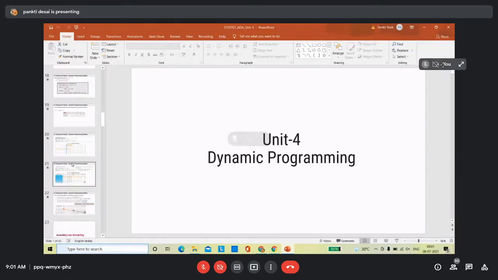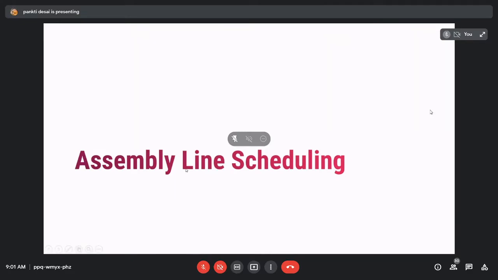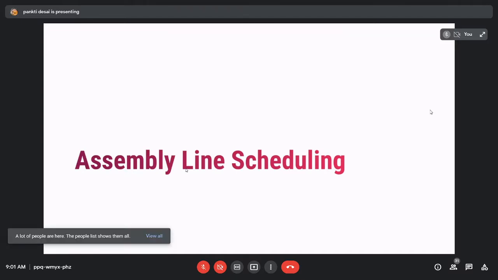So the problem is assembly line scheduling. This problem is basically for manufacturing factories. Consider one example: suppose in an automobile factory, automobiles are produced using an assembly line. So suppose there is one factory for manufacturing a car.